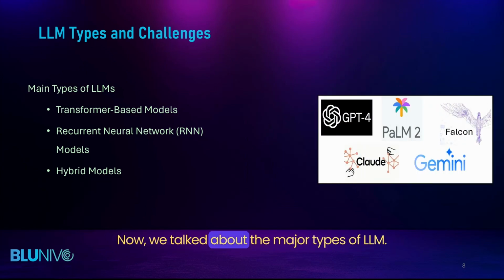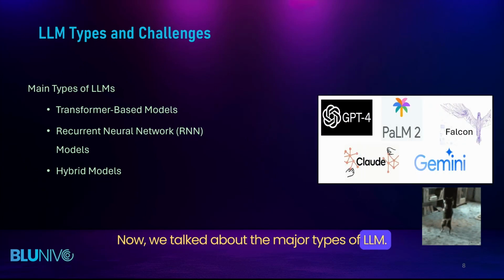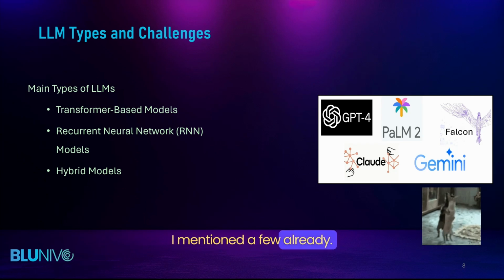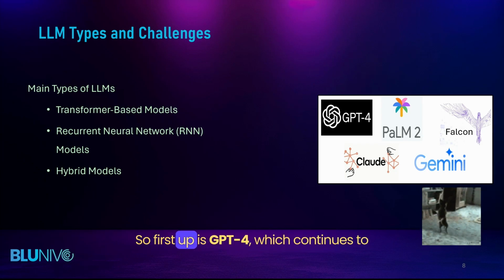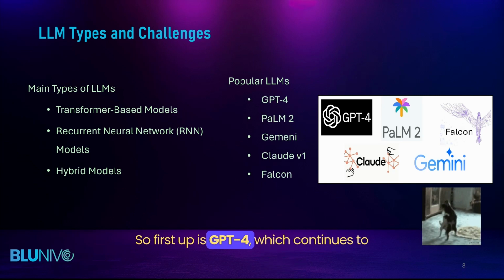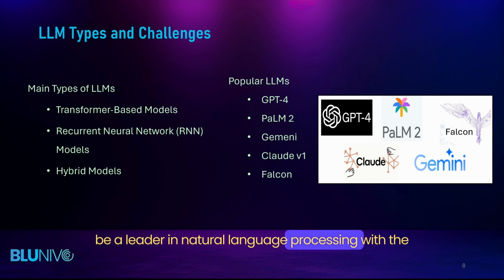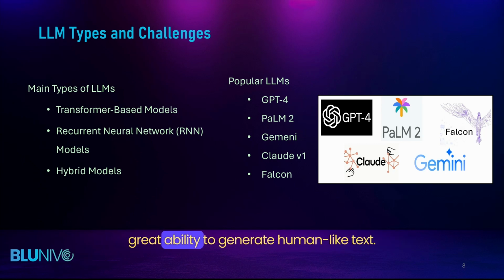Now we talked about the major types of LLM. Let's talk about some of the most popular large language models today. I mentioned a few already. So first up is GPT-4, which continues to be a leader in natural language processing, with the great ability to generate human-like text. It helps us to answer questions and even create content.